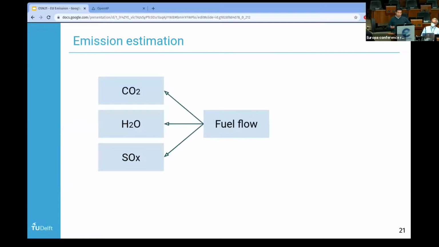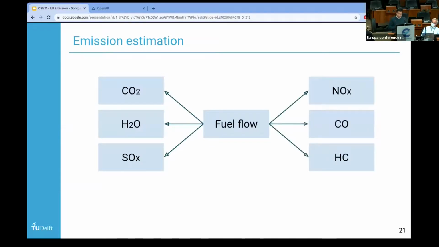Easily, we can get CO2, water, SOx. Why is it so easy? Because they are linearly correlated with fuel flow. They're either very big, for example, CO2 and water, which are among the highest emission particles, or SOx, which is very small. So we normally assume a linear relationship.